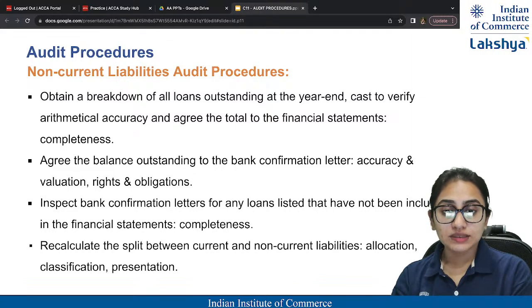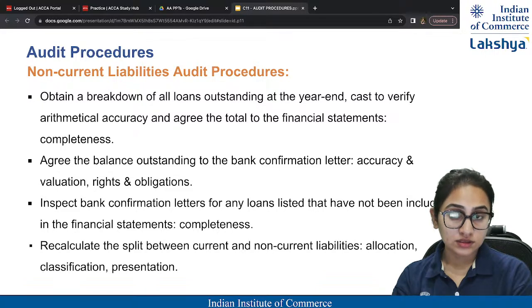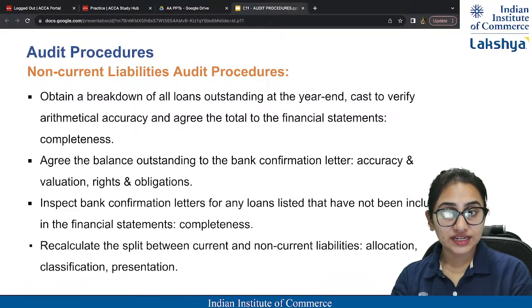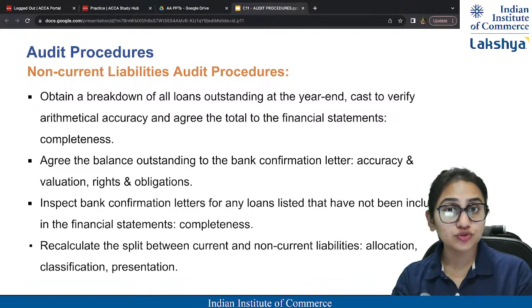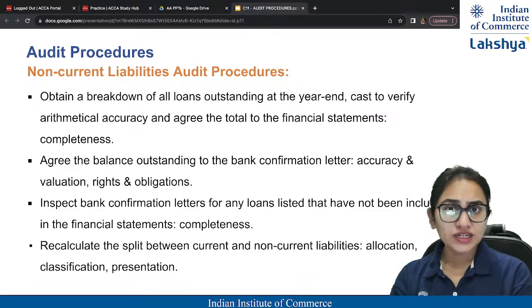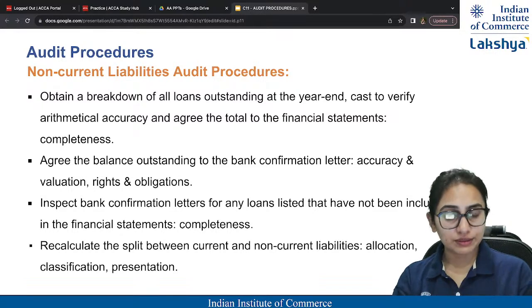Second, agree the balance outstanding to the bank confirmation letter. Again, same as we had in loans, whatever is the balance outstanding. Non-current liabilities means what? You have taken a loan and you are yet to repay it. So again, you can confirm with the bank confirmation letter, like confirmation from third parties, if the loan really exists and this is the amount that needs to be repaid.